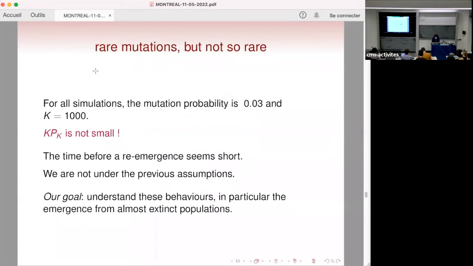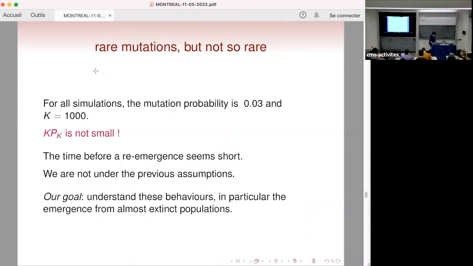What we can see here is that in the simulation we took a mutation probability 0.03, so it's small, but K p_K here is not small. Also, the time before emergence seems short. So we are not in the previous assumption. That means the time scale has to be shorter and the mutation probability is large.